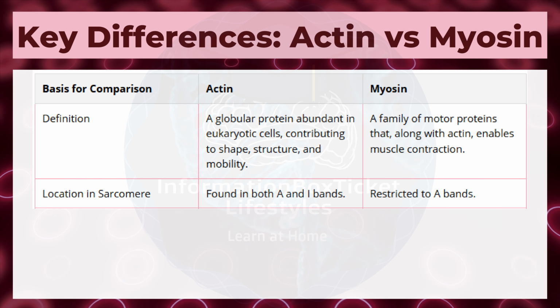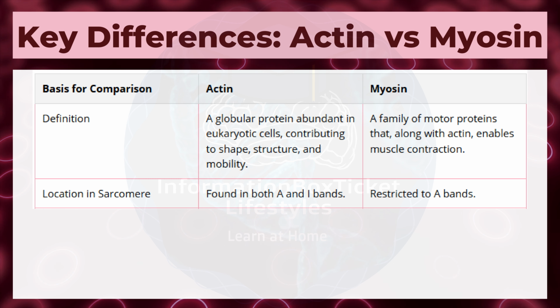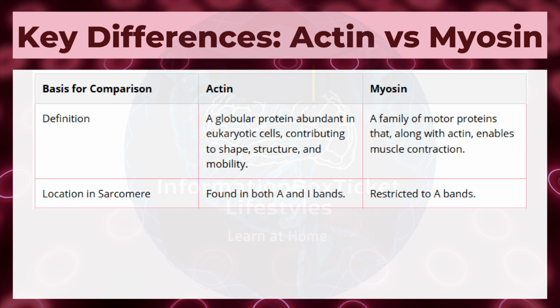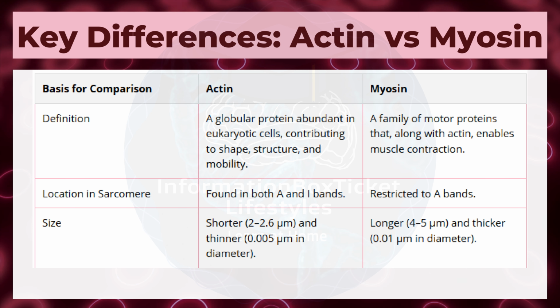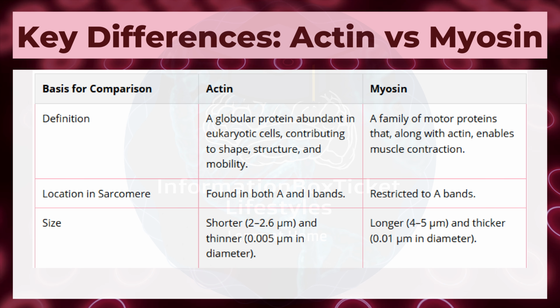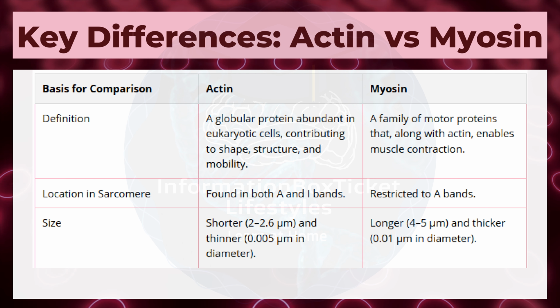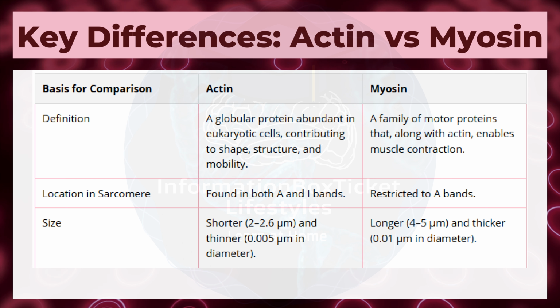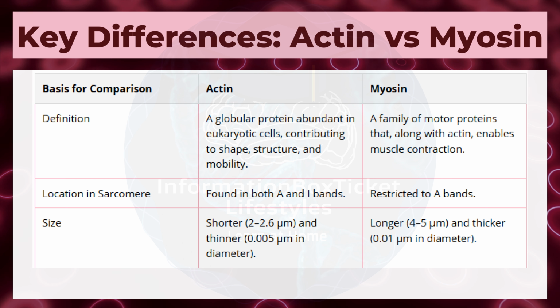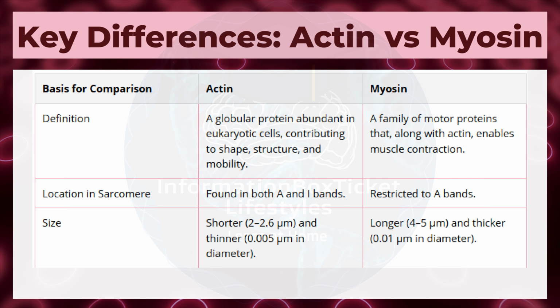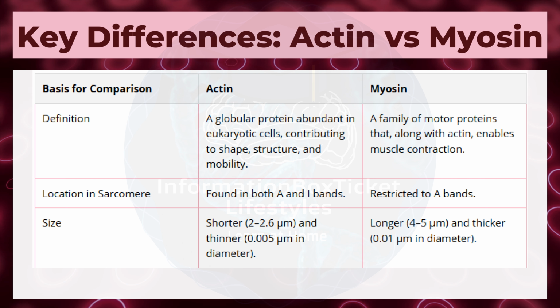Location in the sarcomere. Actin is found in both A and I bands. Myosin is restricted to A bands. Size and structure. Actin is shorter, measuring around 2 to 2.6 micrometers, and thinner, with a diameter of 0.05 micrometers. Myosin is longer, about 4 to 5 micrometers, and thicker, with a diameter of 0.01 micrometers.